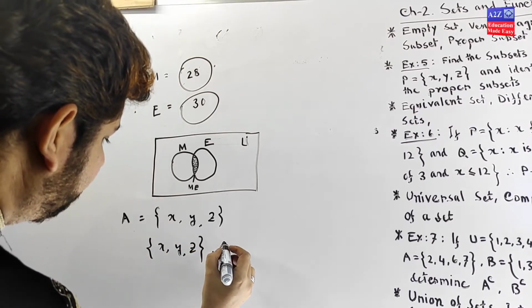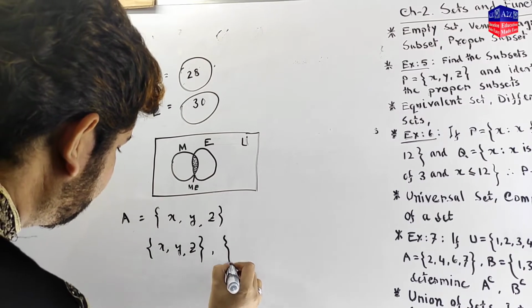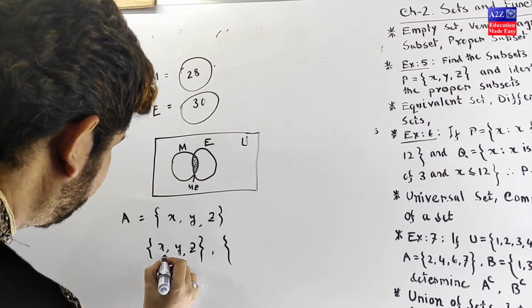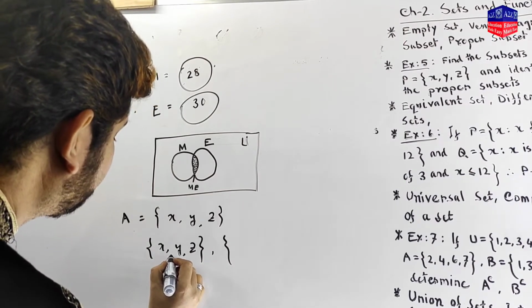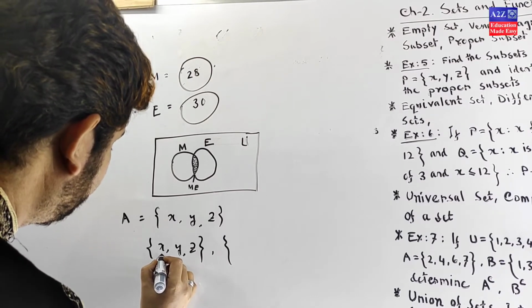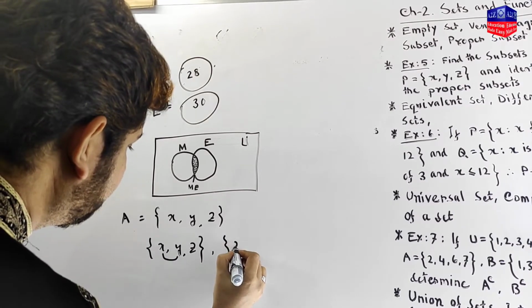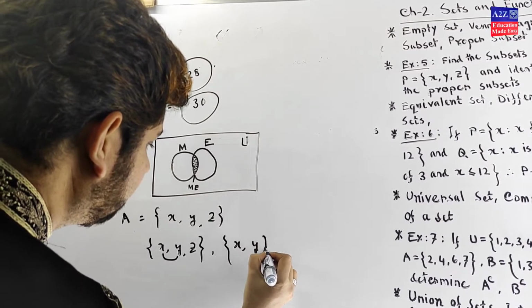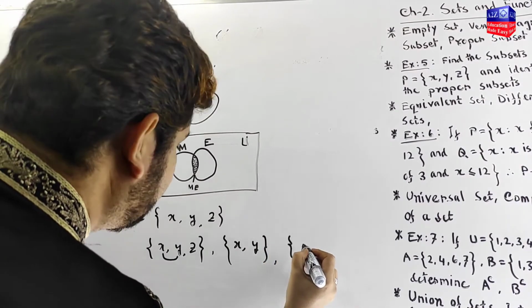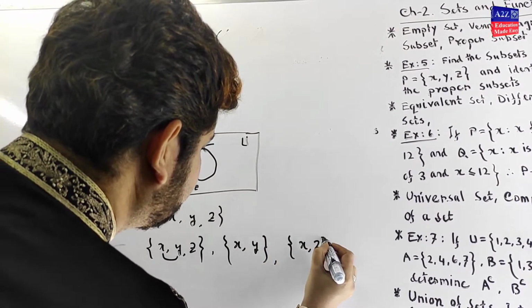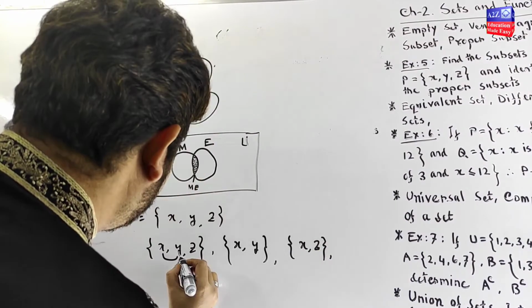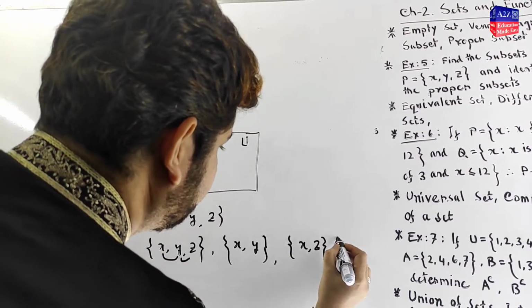Now I would like to build some other subsets using all the combinations of these elements. Say for example, first of all I would like to prepare a set like using X, Y, using X, Z, Y, Z.